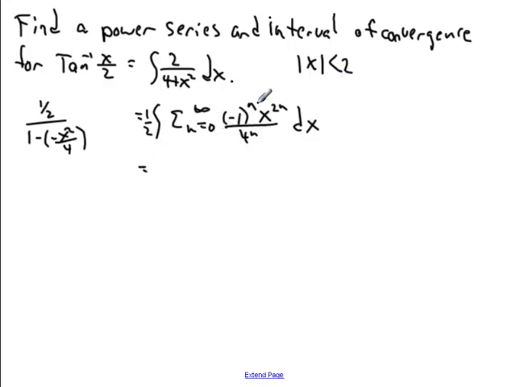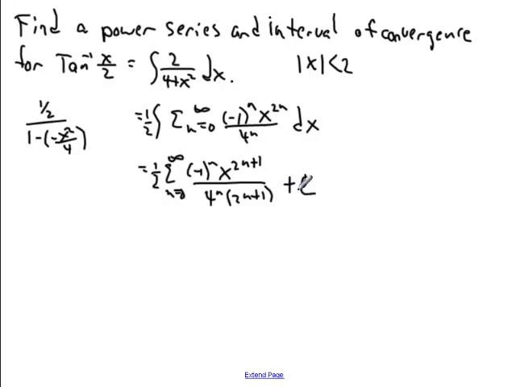Now when we integrate, of course the interval might change, so we'll have to take a look at that in a moment. For right now, we're going to get 1 half, when we integrate, the sum from n equals 0 up to infinity, negative 1 to the n, x to the 2n plus 1 over 4 to the n times 2n plus 1. Of course, plus the constant of integration c.